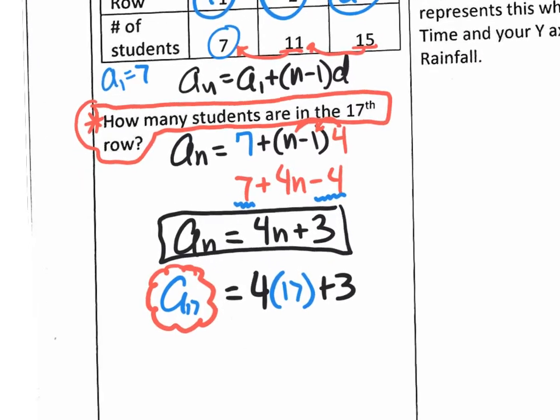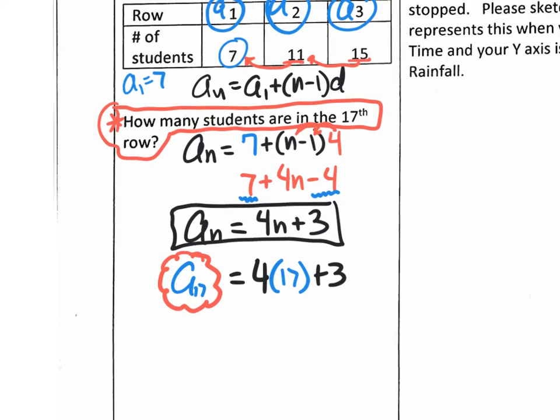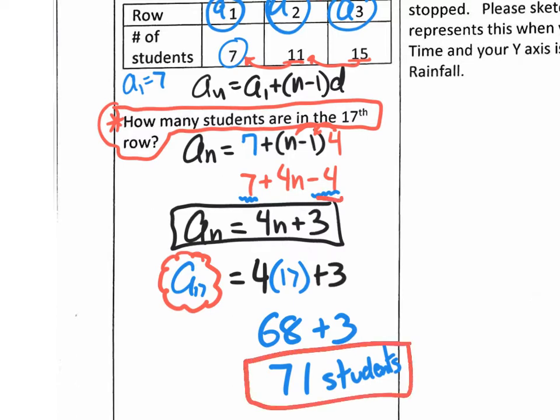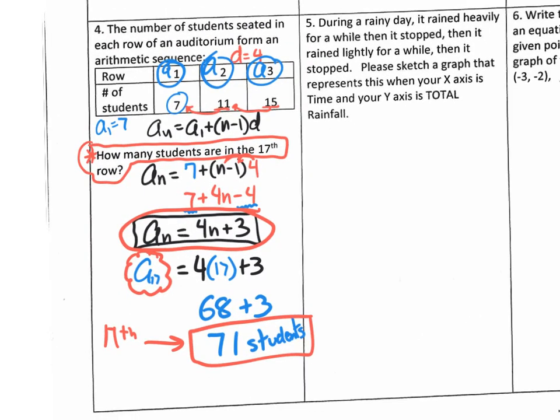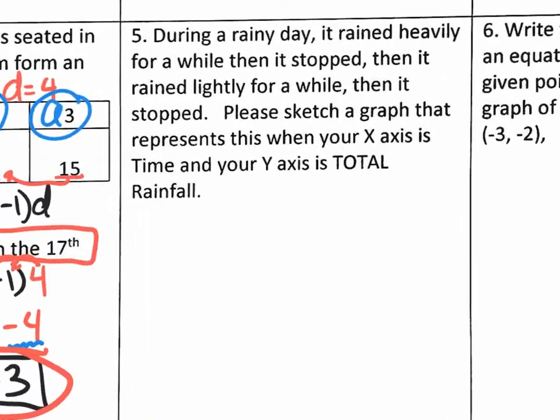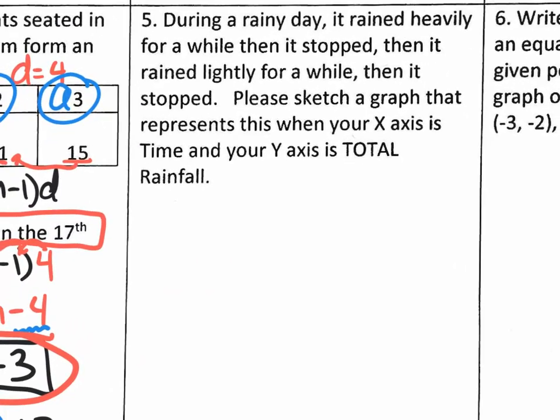So 4 times 17 is 68, I believe. Correct me if I'm wrong. Plus 3. And 68 plus 3 is 71. So on the 17th row, there's going to be 71 students. If it continues to increase, which it does because they say it's arithmetic. So the answer is the a sub nth rule, which is right here, and the answer itself, that in the 17th row, there's going to be 71 students. So don't freak out with that one. There's going to be one almost identical to that on the final. How about this one's a fun one that I know some people will mess up on.